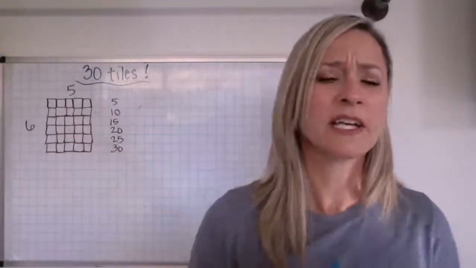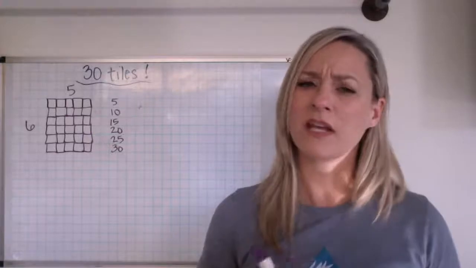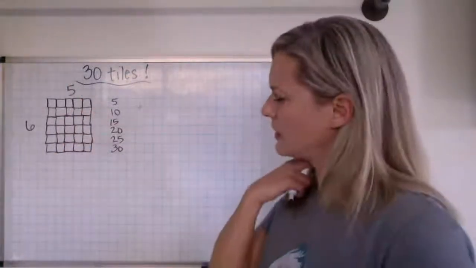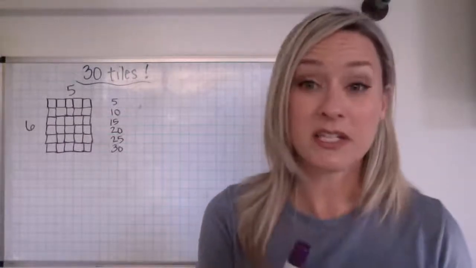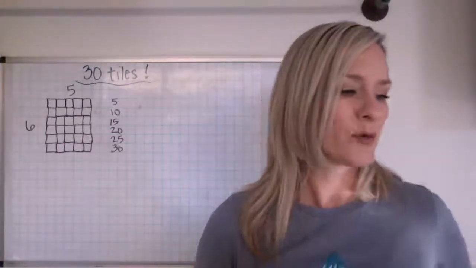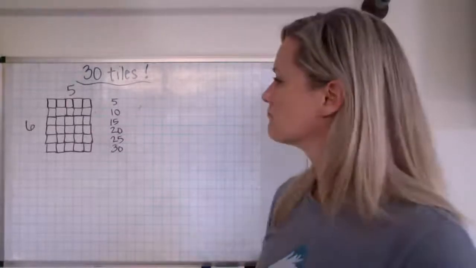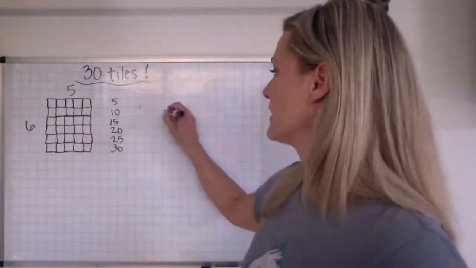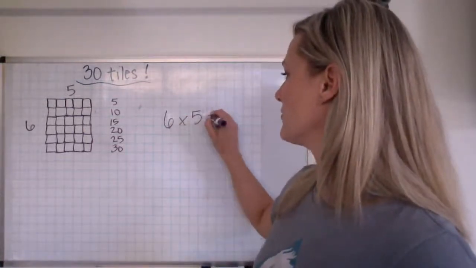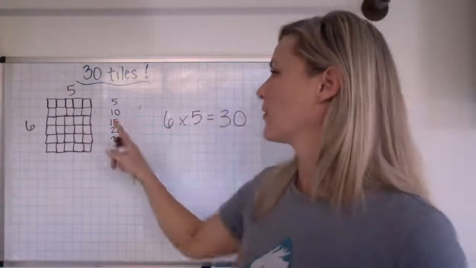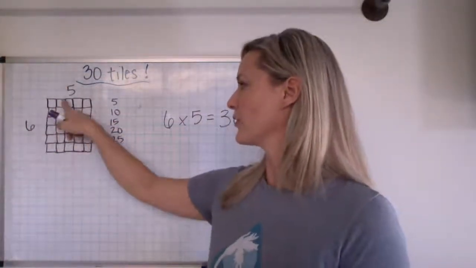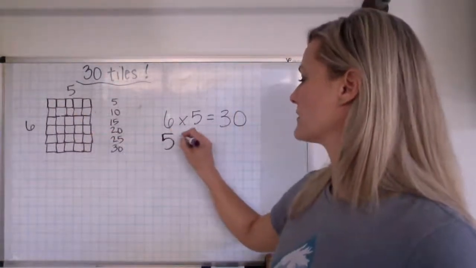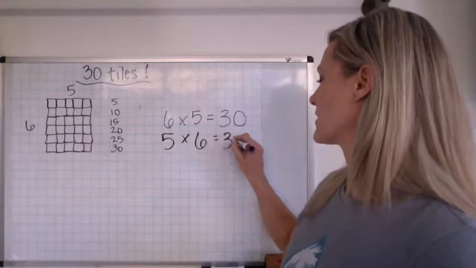All right, so I want you to think about this. What are some equations that could match this here? So stop and think. This might be a time to hit pause, right? So what equations could you write? You could probably do 6 groups of 5 makes 30 tiles. Or you could say 5 groups going like this, 1, 2, 3, 4, 5. 5 groups of 6 makes 30.